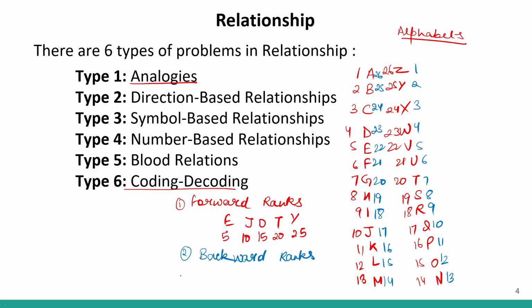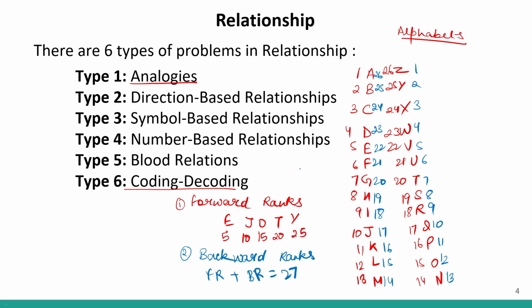Then there is a concept that forward rank plus backward rank is always equal to 27. You can check it for any letter. D: 23 plus 4 is 27. T: 20 plus 7 is 27. Q: 17 plus 10 is 27. So the addition of forward rank and backward rank will always give me 27.